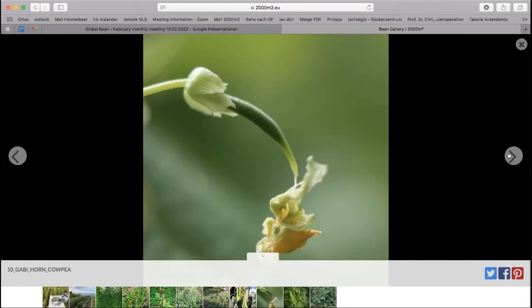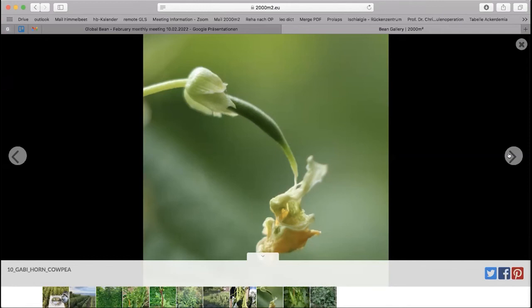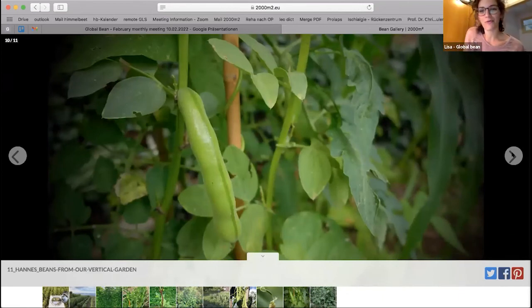I took this photo on my balcony, and it's just when the bean goes from the flower to the bean, a very small bean and a part of the flower. Beautiful, thank you so much. It was also one of our first Instagram posts about the Bean Beauty contest, and it was very successful.